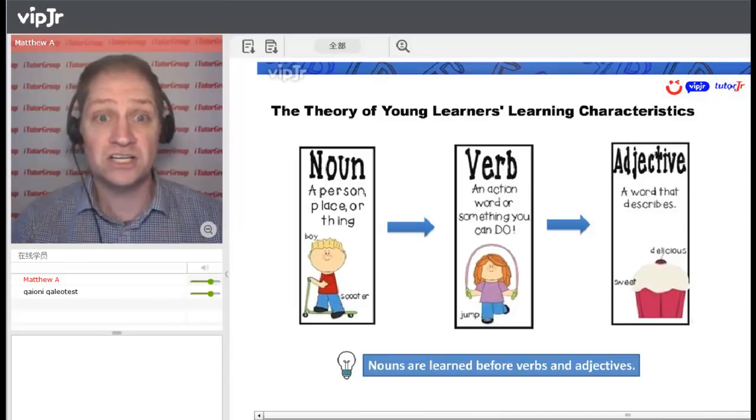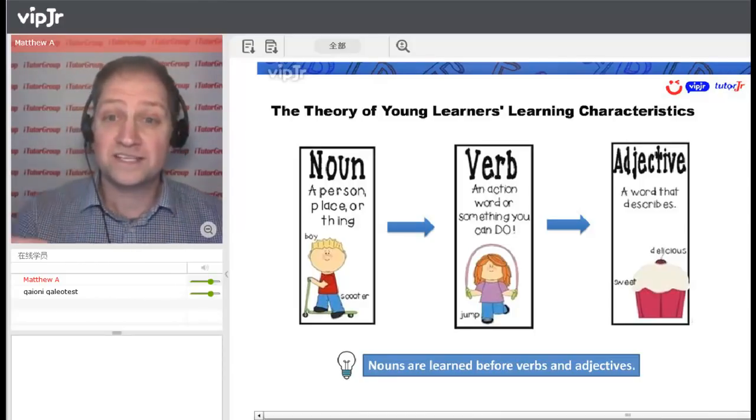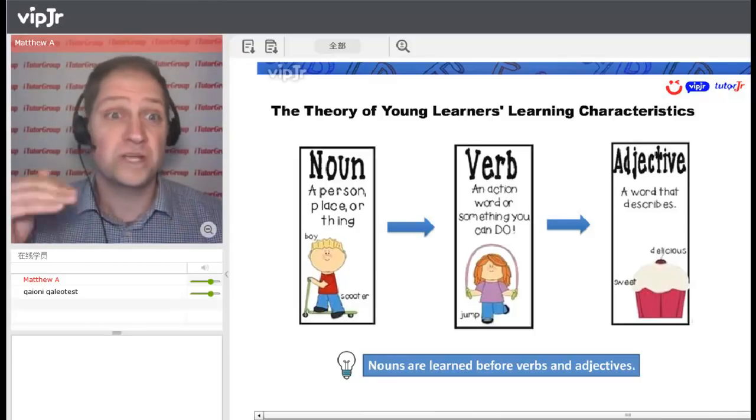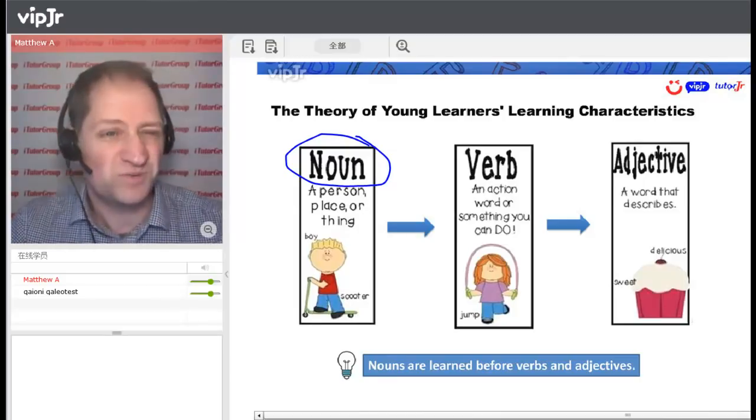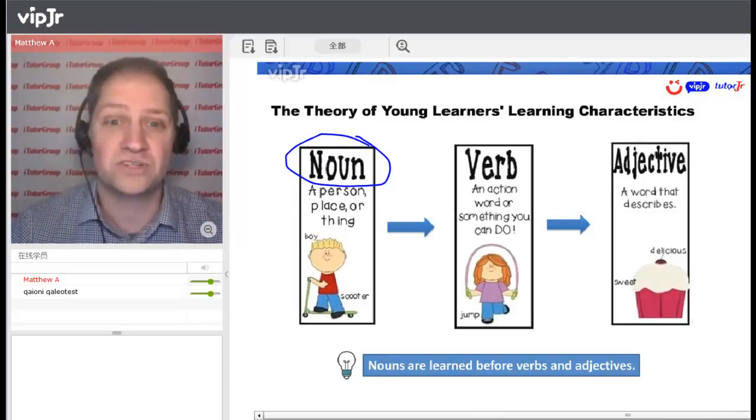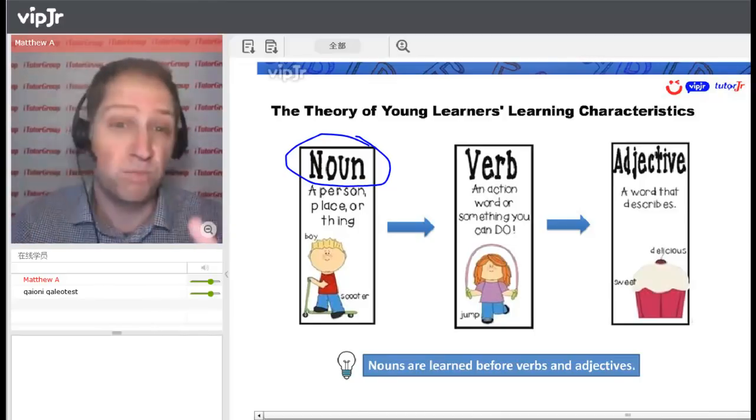Now, as young learners, they will always start off learning another language with nouns. So firstly, we have nouns. Obviously, we know that's a person, a place, or a thing. So they will be learning plane, scooter, boy.